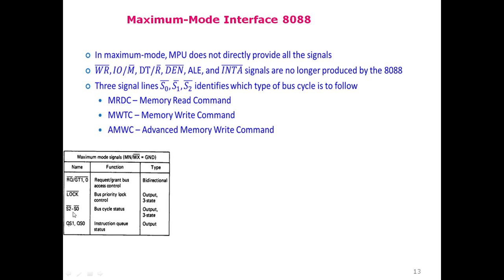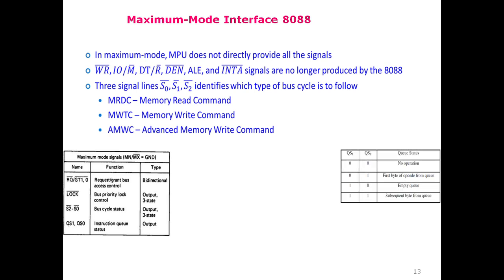And then there are three status pins, S0, S1, and S2. They generate the bus cycles or the external control signals. And the two queue status pins, QS1 and QS0, indicate the status of the internal instruction queue. And the values, or the possibilities, of these two pins are interpreted as on the right side.